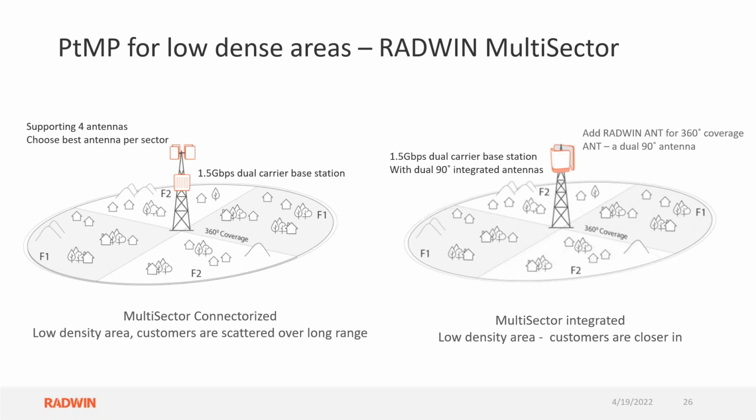antennas. Now, with the connectorized, you have an option of a wider, broad selection of antennas, higher gain antennas, if you need to. But the integrated is a nice, clean, fixed, built-in 90-degree antenna. So 2 of those alone get you full 360.